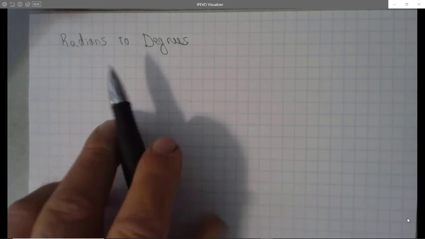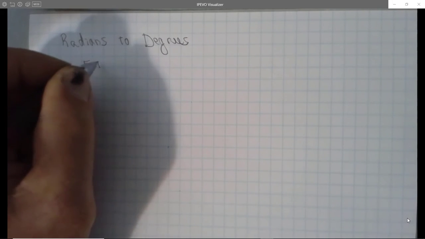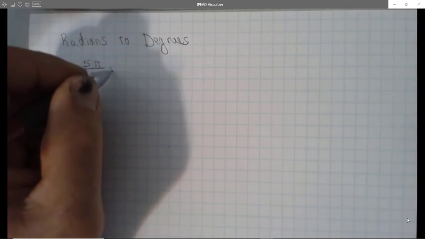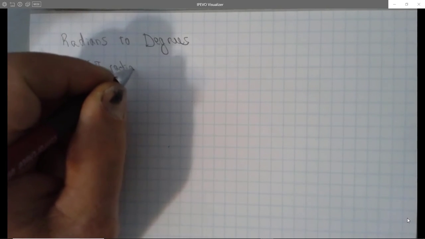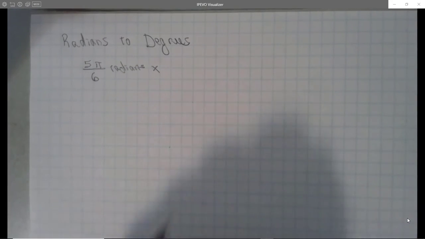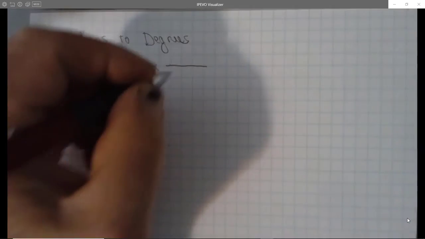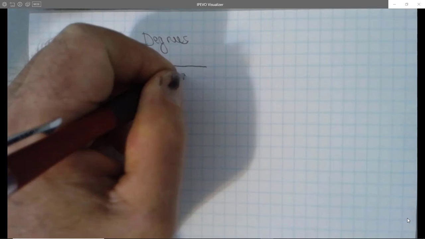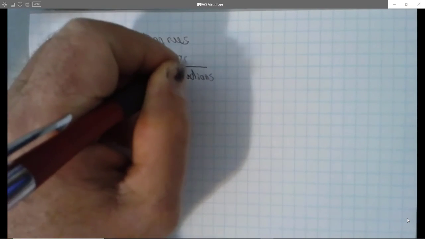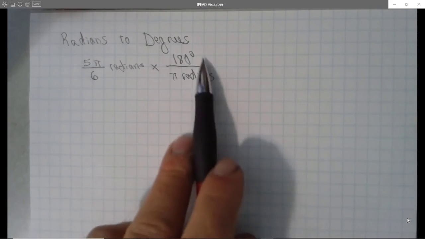Let's do an example first of converting radians to degrees. We're just kind of picking something at random here, but we want it to be nice. So suppose we had 5 pi over 6 radians, and we want to convert that to degrees. Well, we're always going to multiply by a form of 1. In other words, a fraction that has pi radians on one side and 180 degrees on the other, since 180 degrees is equivalent to pi radians. So this is equivalent to 1.